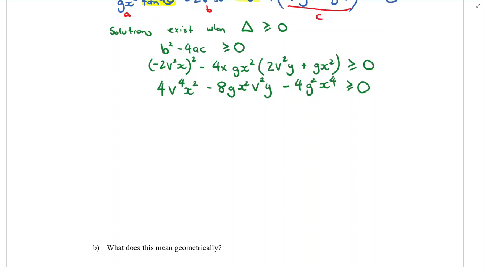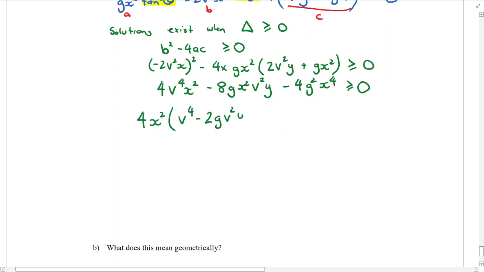Okay, I can take out a common factor from those three terms. x squared. There's a 4 and there's an x squared. Very good in everything. That will leave me with a v to the 4, a minus 2gv squared y, and a minus g squared x squared.